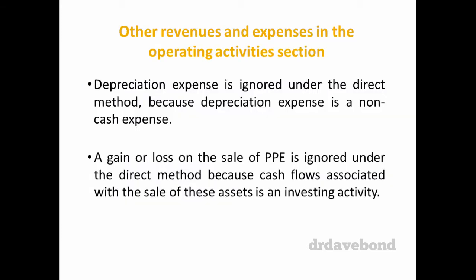Other revenues and expenses in the operating activities section. Depreciation is ignored, it's non-cash, it's not a cash flow, it's debit depreciation expense, credit accumulated depreciation. It's just not a cash flow thing. Gain or loss on sales of property, plant, and equipment. We've got a gain on sale. That is not an operating activity. We will see that in the investing activity section, and we'll see how that works out in a moment.